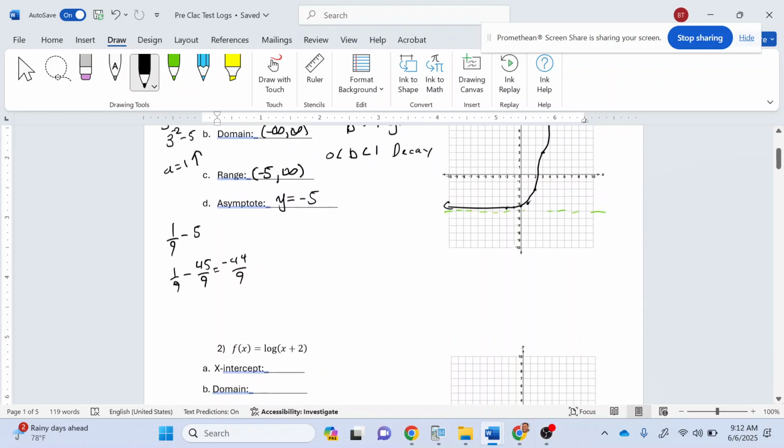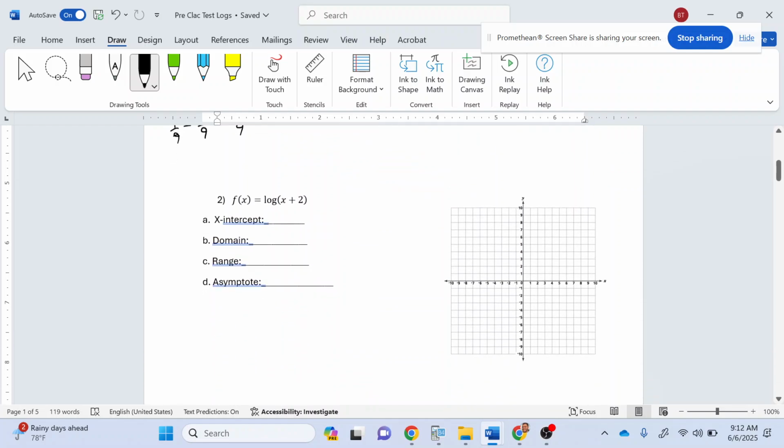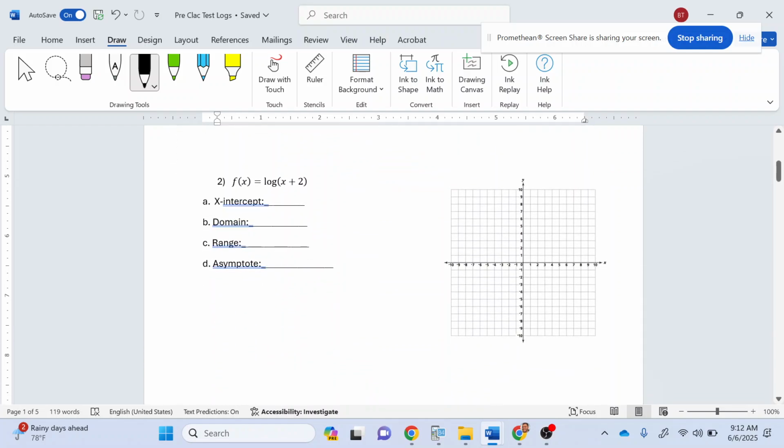Okay. Your log. What is the one on your sheet? Does it have a minus one? So I'll put a minus one here. So your log, same concept: a log of x minus h, plus k.